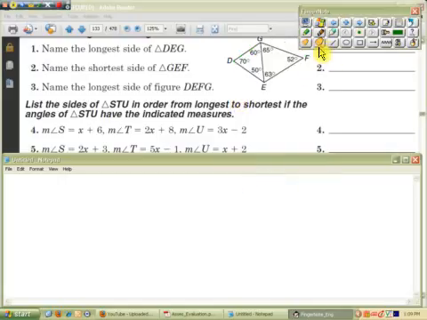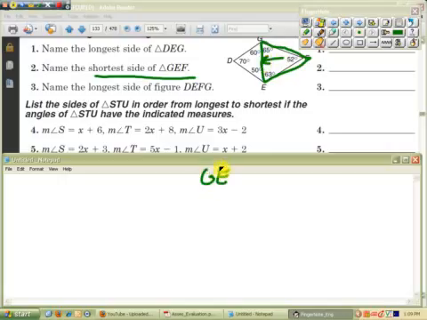Now for number two, this is going to be funny, but it's the same answer, because they're only talking about this triangle now, GEF. The shortest side is across from the smallest angle. So for number two, the answer is also GE. Or again, if you put EG, that's fine. Again, we're only talking about the smallest angle in one triangle, smallest angle in the other triangle.